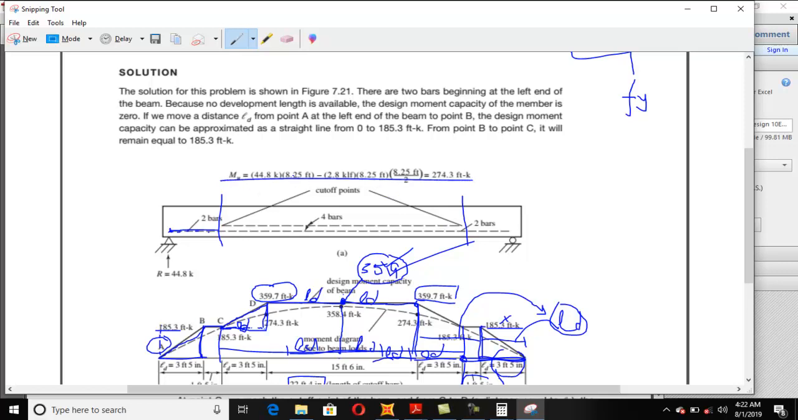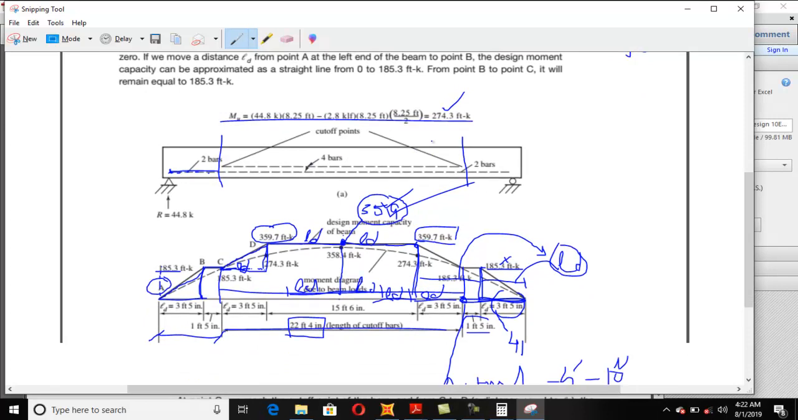This is MU, basically it is the right section diagram, that is how this 74 comes out. Okay, it lies at a distance of 8.25. You can see that at this point, D point, what will be the actual moment capacity, what will be the actual bending moment, that is 274.3. How does it come out? Okay, where did this value come from?